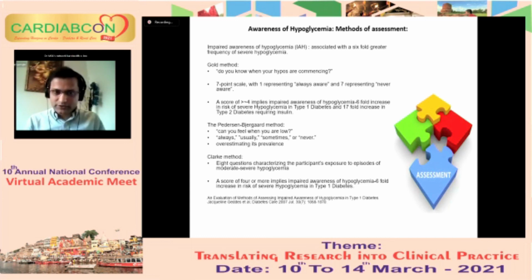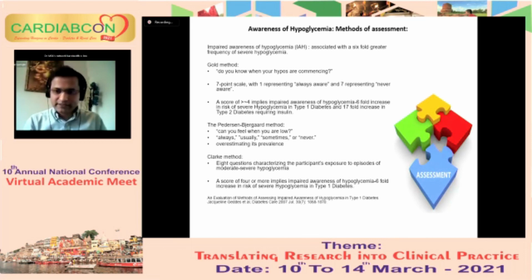You can also use another method, which I have not used myself, called the Pedersen-Gjerstad method. But I feel this is not the right way to look at hypoglycemia estimation, because it is a simplistic approach to something as complex as hypoglycemia, where they ask the patient, can you feel when your blood sugar drops? If the patient says always, that means they're aware, and if they answer anything different, then they're hypo-unaware. This tends to overestimate the prevalence of hypo-unawareness by this method.